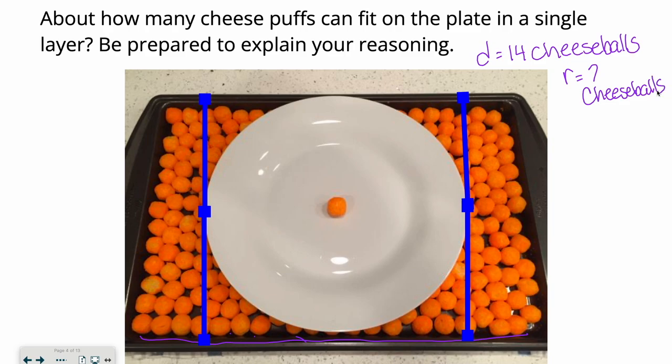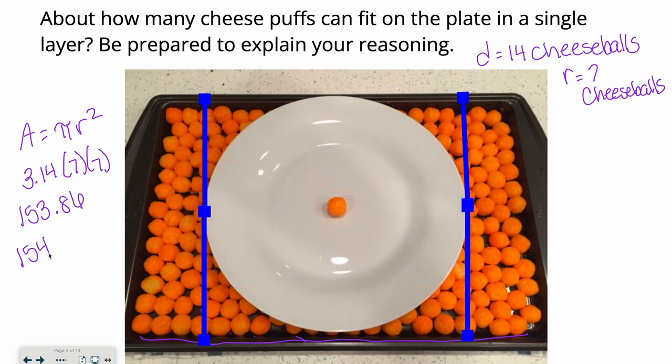And if I'm fitting it on the plate, I want to know the area of the plate. So we said in our last class that the area is pi times the radius squared. So we did 3.14 times 7 times 7 to get 153.86, or about 154 cheese balls.